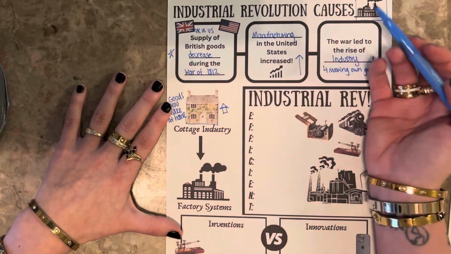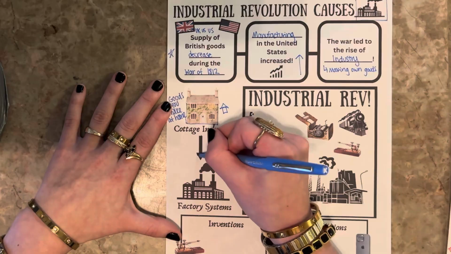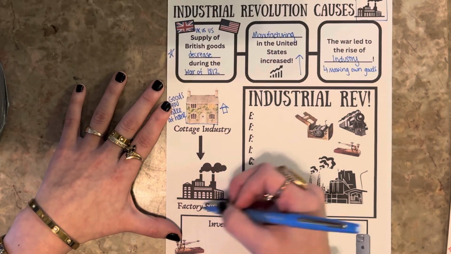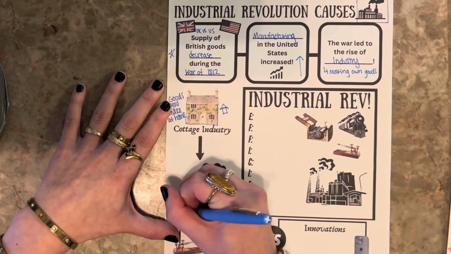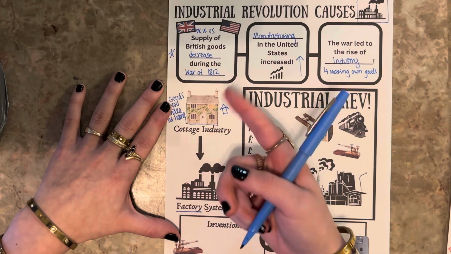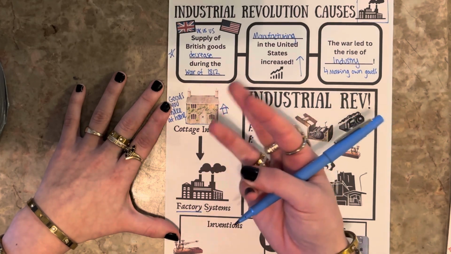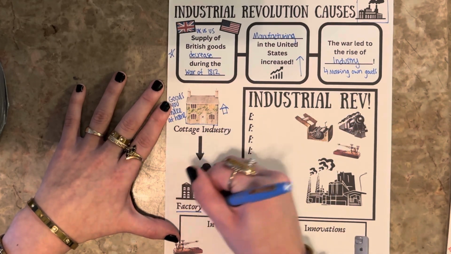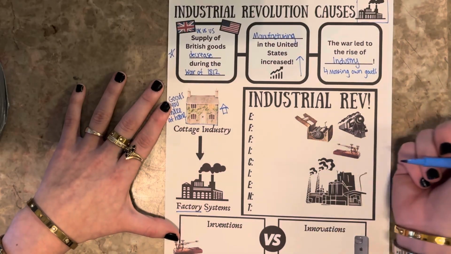Then during the Industrial Revolution, we shift into this factory system. This is exactly what you think of, right? It's factory work. It's going to make things faster, cheaper, easier. All these things will lead to the increase in manufacturing as well, okay?